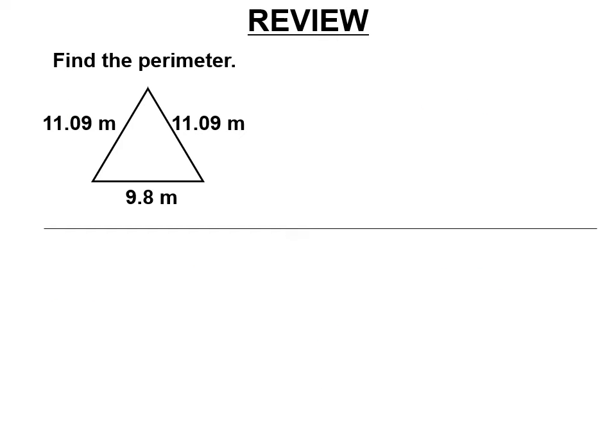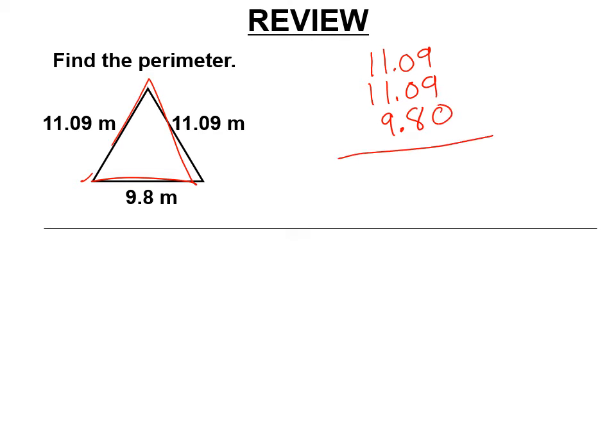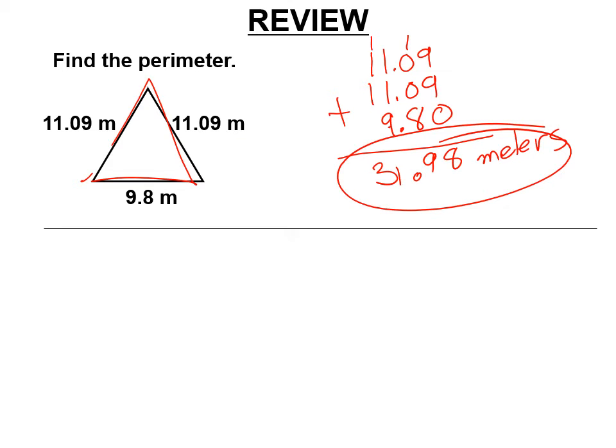What do you do for perimeters? You add up all the sides. Right? We have to line up our decimal points. Right? The 9 goes under those 1s, and you add them all up. 9 plus 9 is 18, 8 plus 1 is 9, 11, carry the 1. And whenever it's a word problem, you put a word or a symbol that means a word. Let me be a little neater. So that is 31.98 meters.